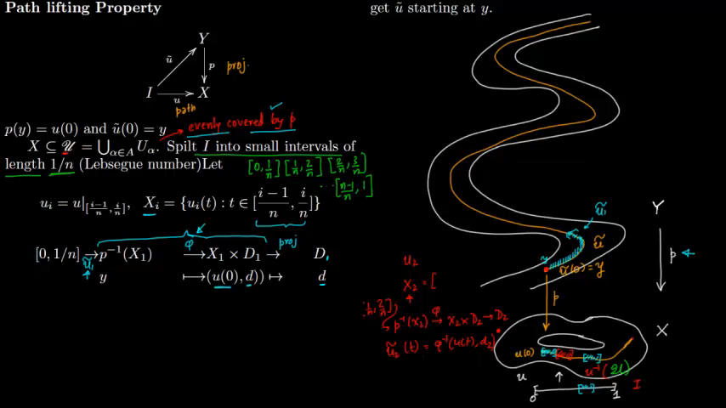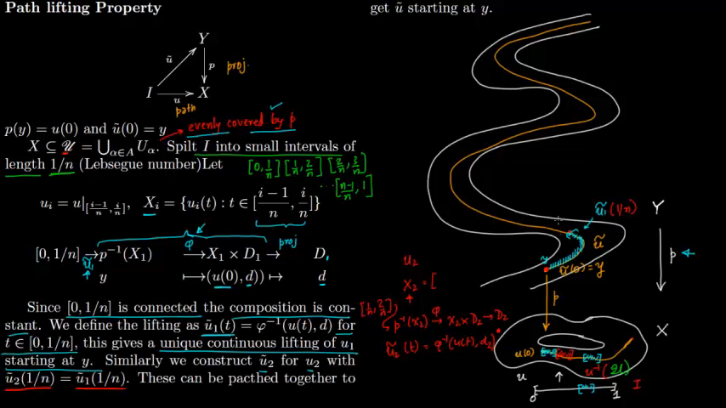And the only thing you will say is that you will keep the endpoint of the first path equal to the beginning of the second path. So this path which ends here is u1 tilde of 1/n. So this has to be equal to the starting of the second path, which is u2 tilde of 1/n, and you just patch them together to get a u tilde starting at y.